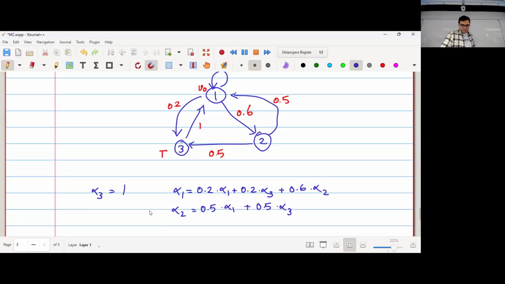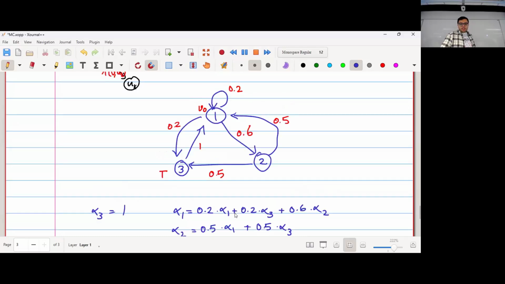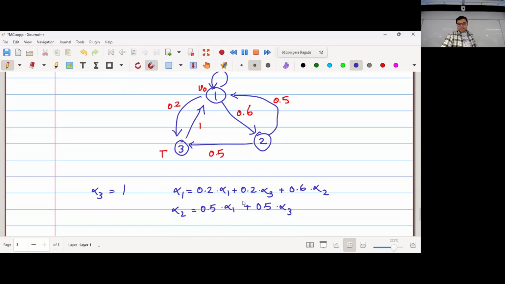Right? So I have n variables, in this case 3 variables, and I have 3 equations. I can solve it. Now, in this case, if I solve it, the answer would just be 1. Like alpha 1, alpha 2, and alpha 3 will all be 1. Right? Like there will always be a solution. Okay. Why is there always a solution, and why is there always a unique solution?